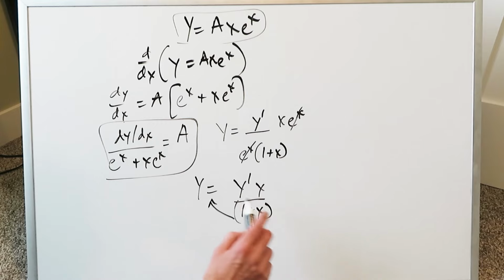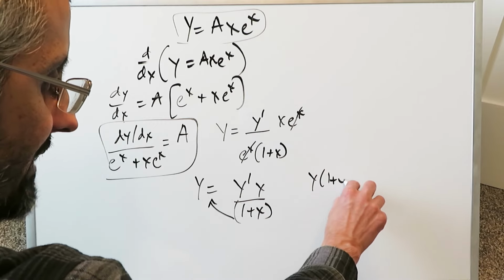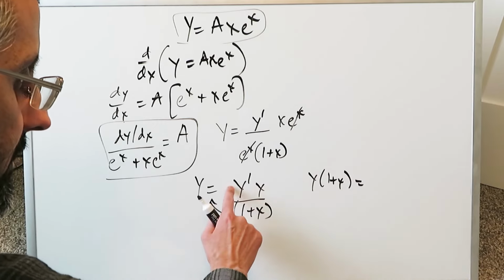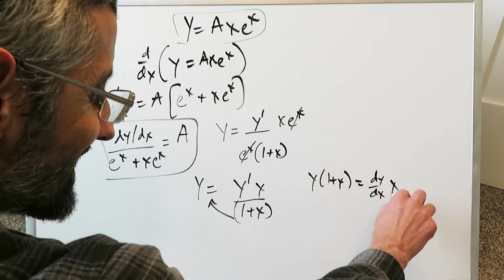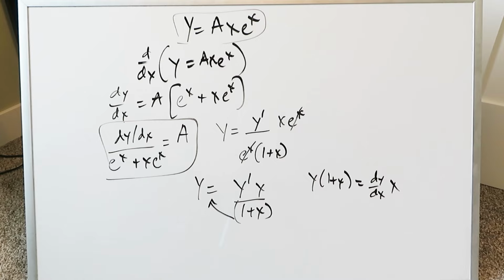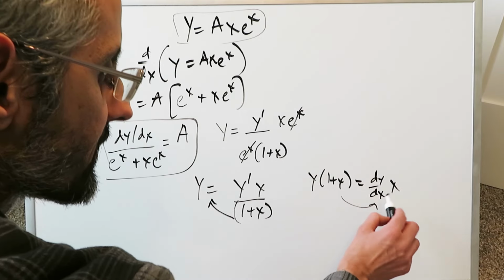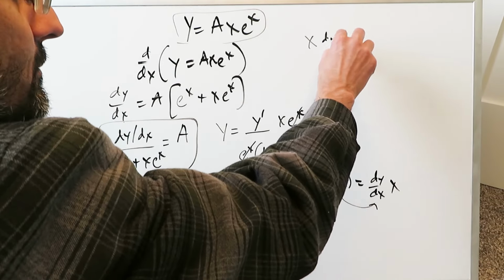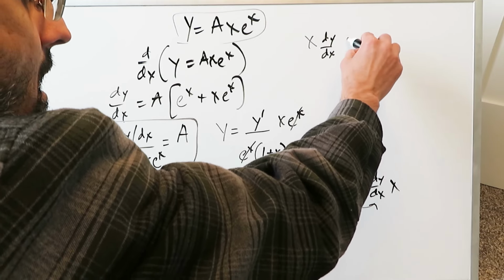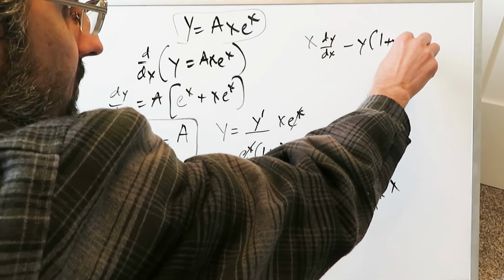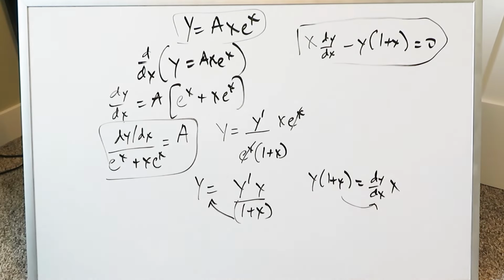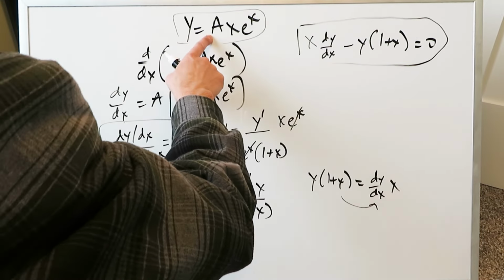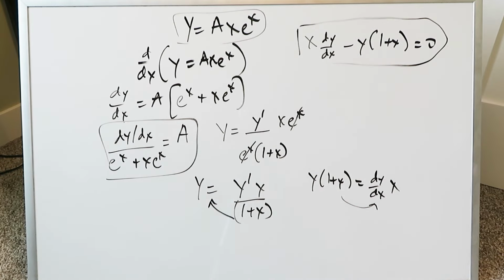I can take this to the other side. I have y times 1 plus x is equal to, now I'm going to bring in the proper terminology, dy over dx times x. I'm going to take everything onto one side and set this equal to 0. I'll have x dy over dx minus y times (1 plus x) is equal to 0. This right here represents a differential equation which has been formed from this function right here.